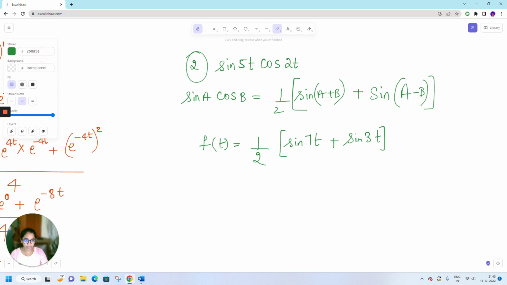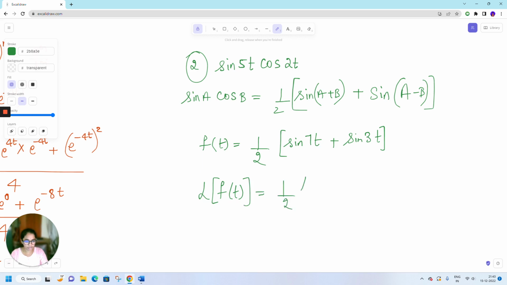Now can I apply Laplace? Yes, I have sin plus sin. I can apply Laplace to each term because they are separated with plus. Now, is there an answer in terms of s? No, right? So we haven't applied Laplace yet. That is not the required solution.